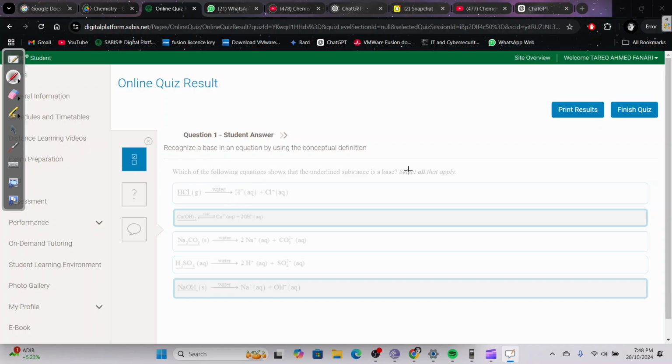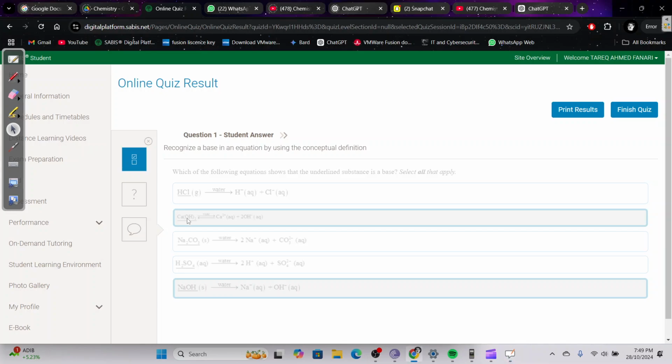Which of the following equations show that the underlying substance is a base? Now, we know that a base reacts and gives off OH minus ions. So once you have this, straight away it's a base. Okay, let's see what we have. And keep in mind that, for example, if you have NaOH, that's a base. If you have OH in general, it's a base, most likely. As far as we're concerned, it's a base.